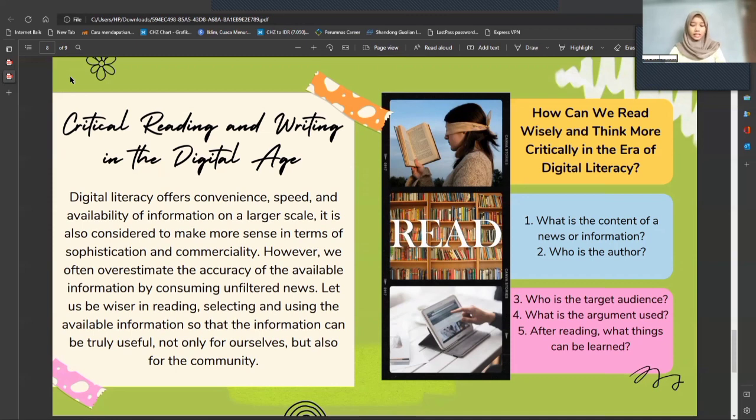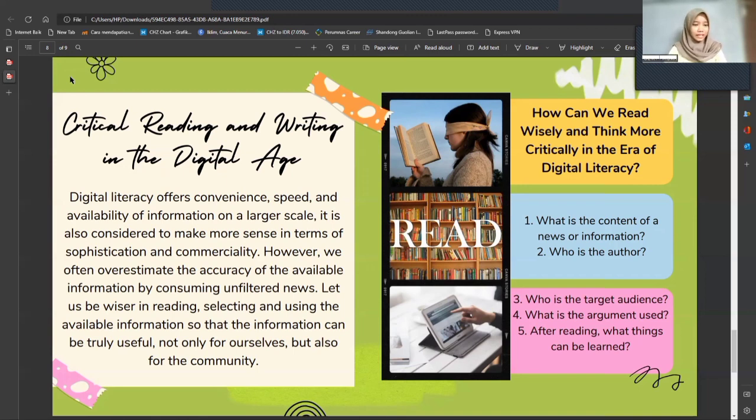And the last is, after reading, what things can be learned? The last thing needs to be considered. Actually, after reading a news or information, what are the things that we can learn? Do we become clear in seeing a problem? Or are we confused, angry, or do we feel better, more mature, and smarter?